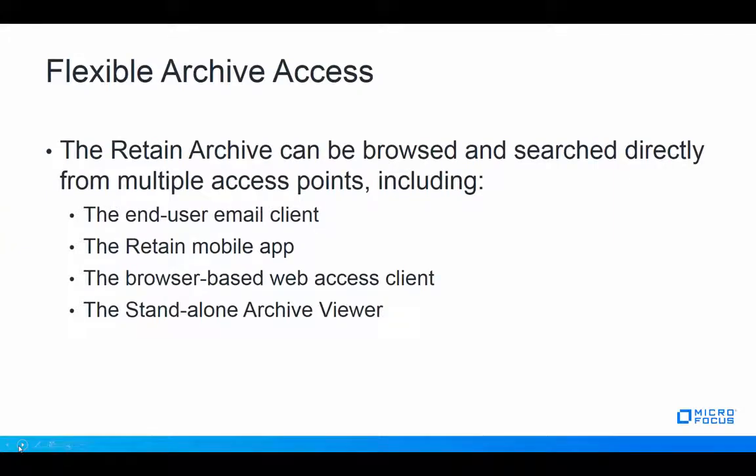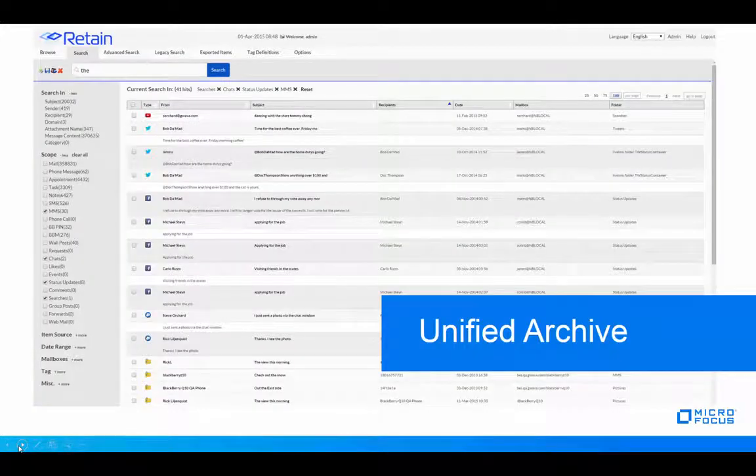I touched on the flexible archive access. Here is that idea once again of the unified archiving. That's what makes Retain different: you can do one search of one central archive and it's going to bring in multiple platforms. So that's really what makes Retain different from other archiving solutions.